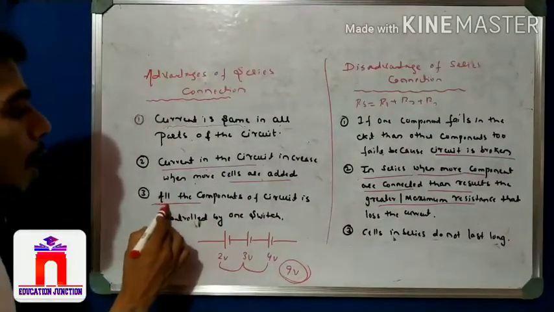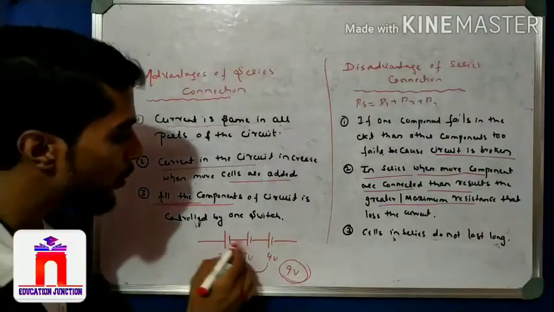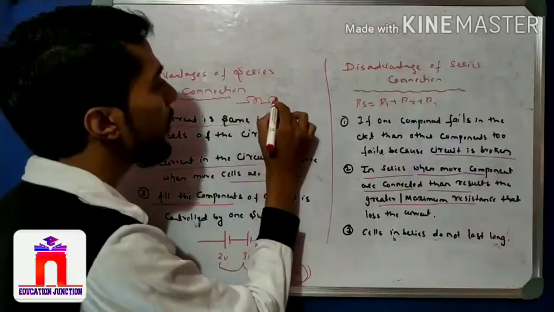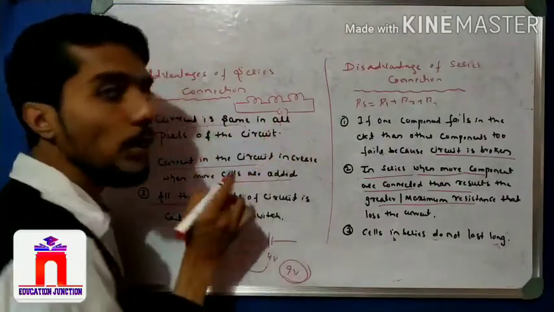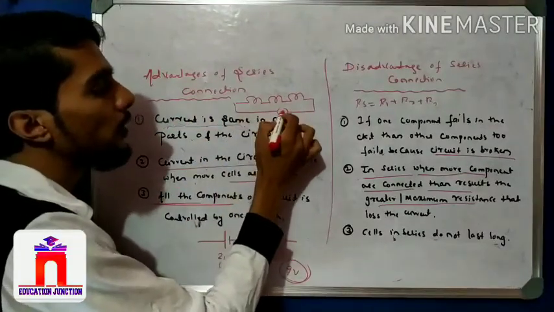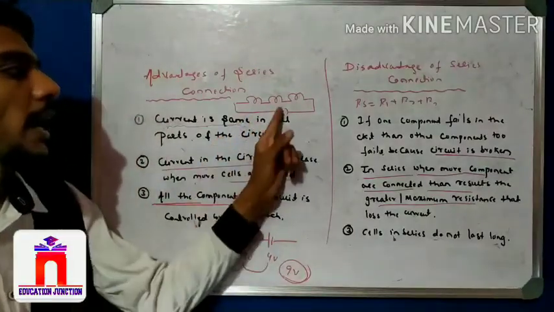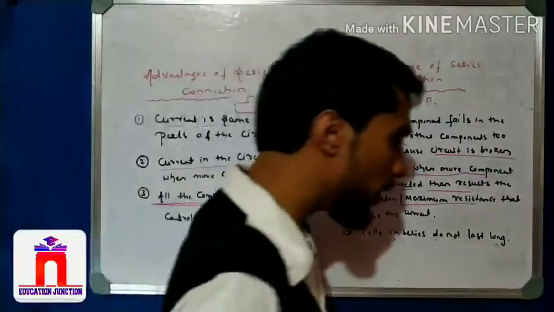Now again, all the components of the circuit are controlled by only one switch. For example, I connect bulbs in series. To control these bulbs, only one switch is enough. If it is off, all are off. If it is on, all are on. So only one switch can handle all the appliances in the series connection. This is all about the advantages.